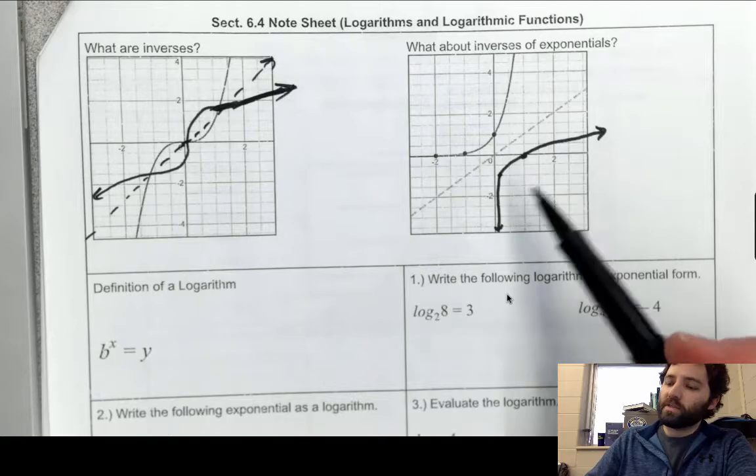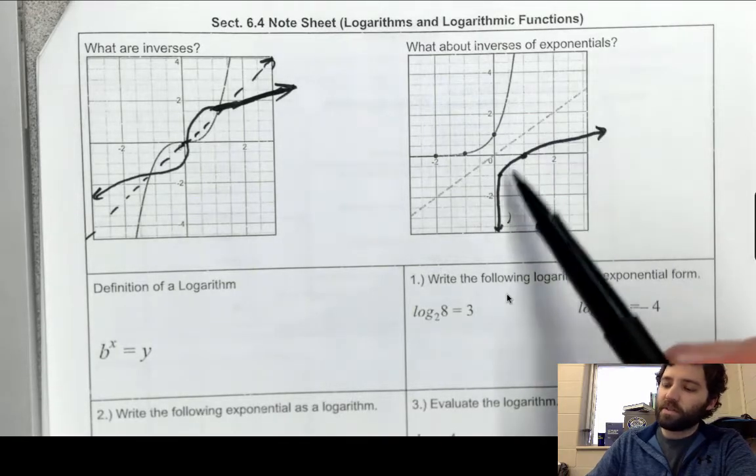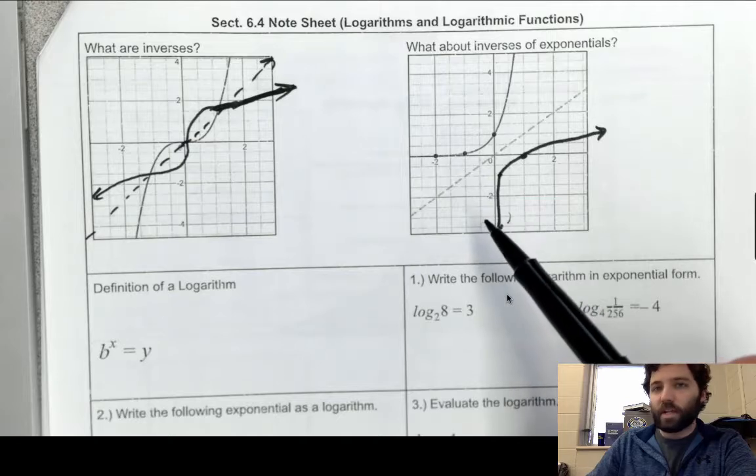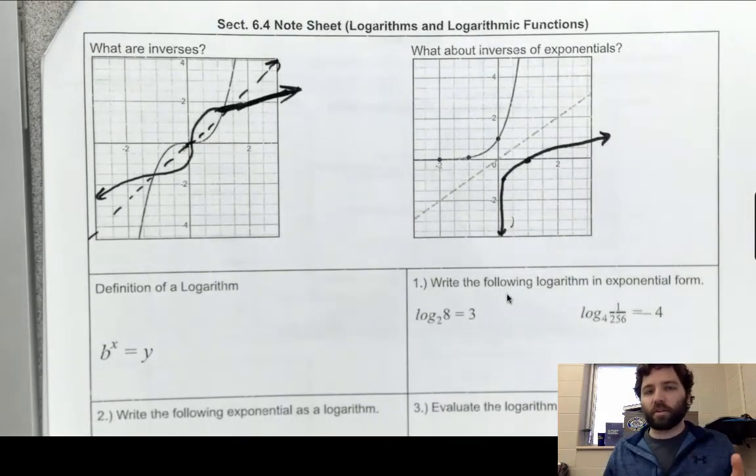And so this graph here, the inverse of an exponential, is called the logarithm. Why is it called a logarithm? That's just the name they came up with for the inverse of an exponential. That's all it means. So don't get freaked out by this new word, logarithm. It just means inverse of an exponential. You might even write that down.